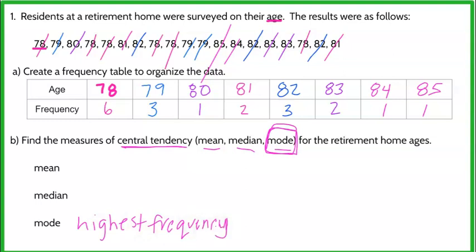Which number has the biggest number in that frequency? That would be 78. 78, we see 6 times, so our mode is 78.